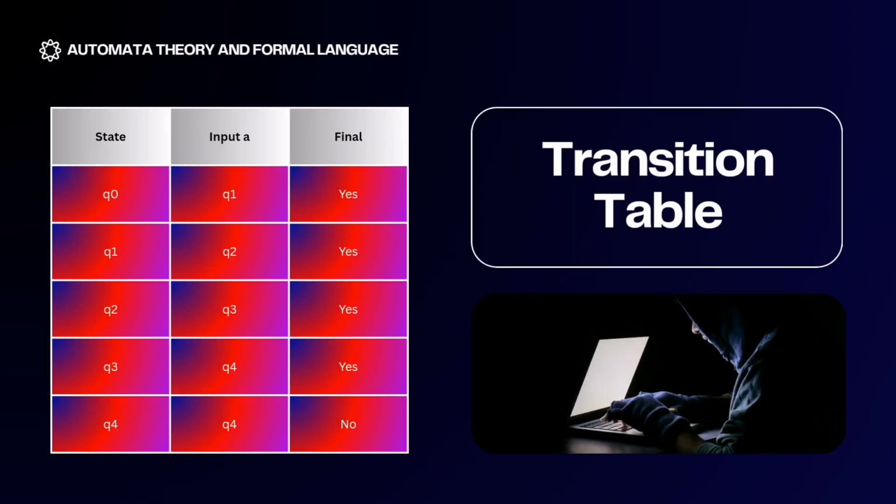The transition table. We have the state, the input A, and determine whether it's final or not. So we have the states Q0, Q1, Q2, Q3, Q4. From Q0, input A will go to Q1, final, yes, because it is accepting state. From Q1, input A goes to Q2, final, yes. From Q2, input A goes to Q3, final, yes. Q3, input A goes to Q4, final, yes. From Q4, input A goes to Q4 again, final, no.